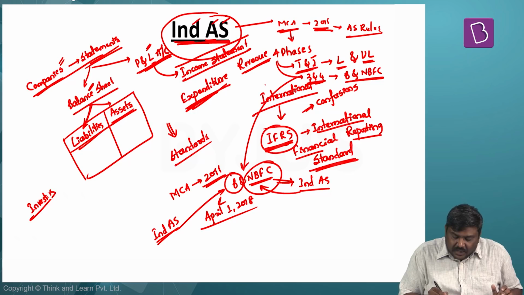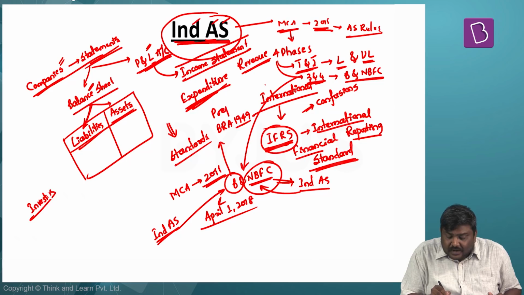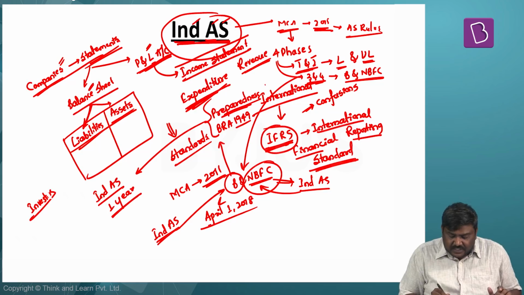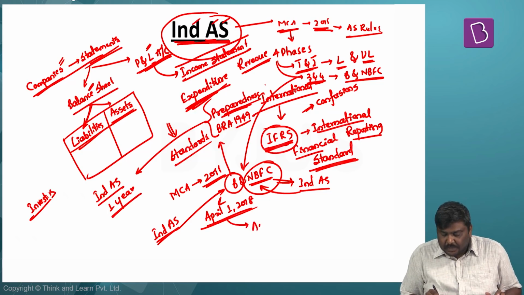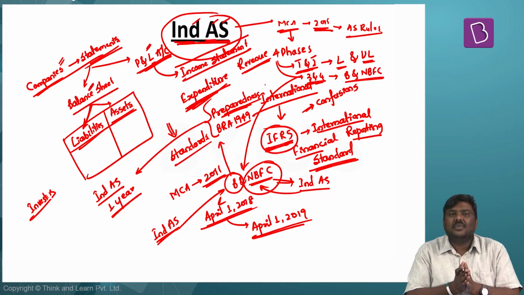But there was a requirement of amending the Banking Regulation Act of 1949, which was yet to be amended to facilitate the implementation of Ind AS, as well as the preparedness of the banking sector itself. Based on these 2 parameters, RBI postponed the implementation of Ind AS for a period of 1 year. In simple terms, rather than implementing from 1st April 2018, it postponed the implementation to April 1, 2019, the next fiscal year.